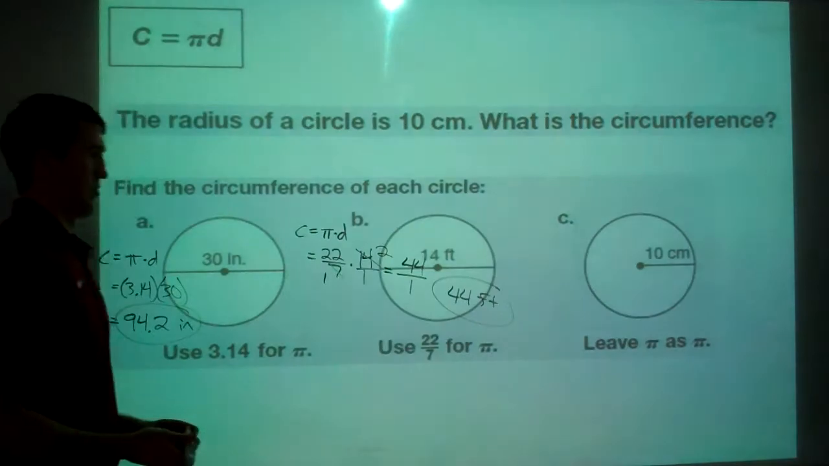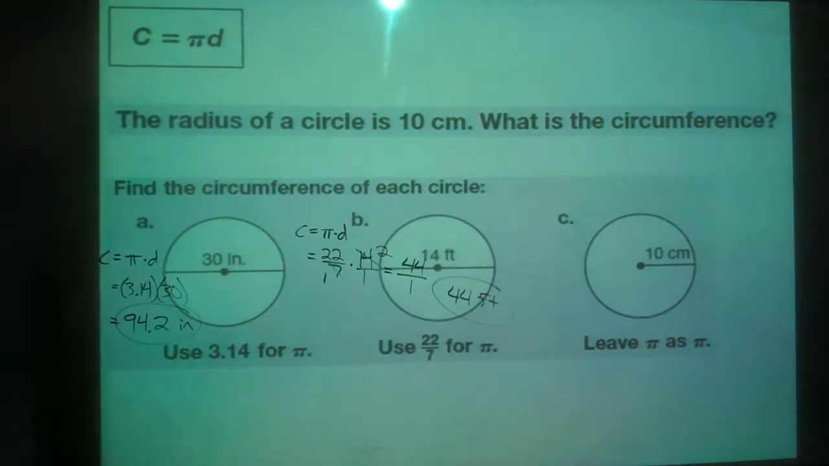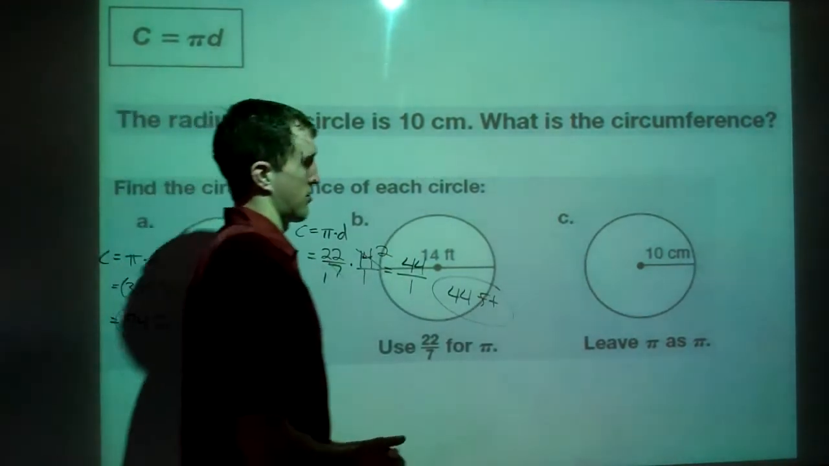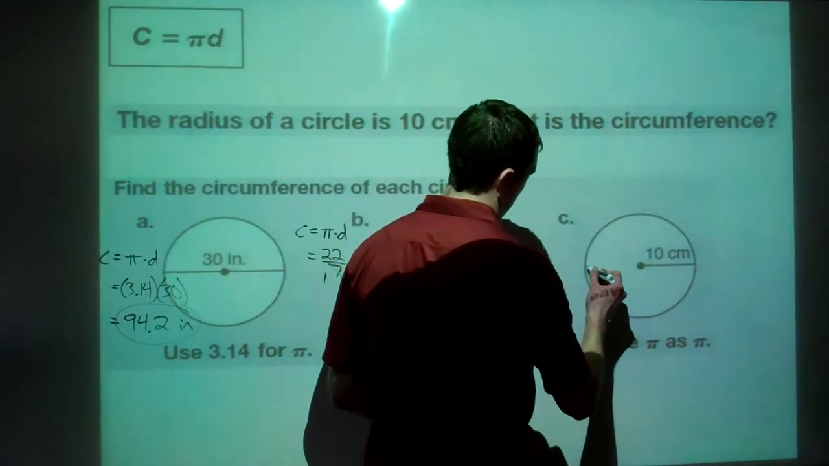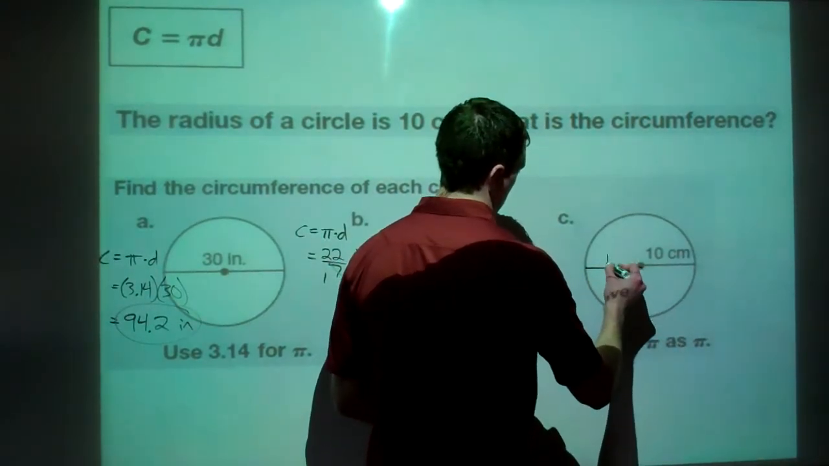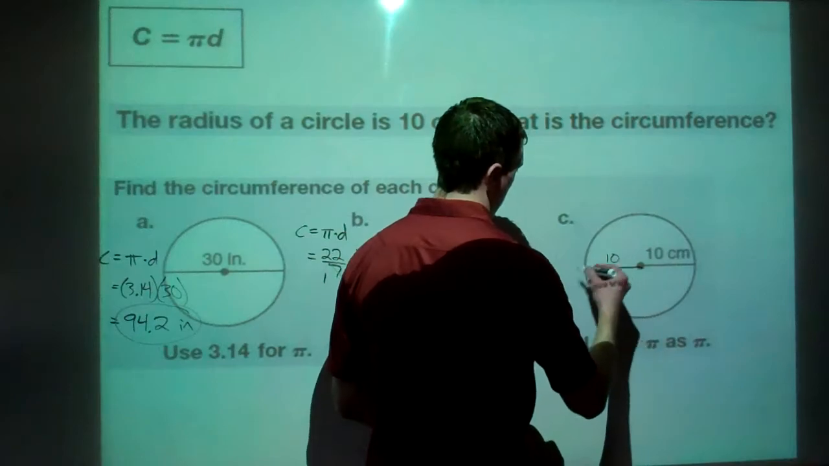So the reason they had us use 22/7 was because it came out to a whole number. Now our last one, remember this gives us a radius, so we want a diameter. And this will also be a 10. So diameter equals 20.